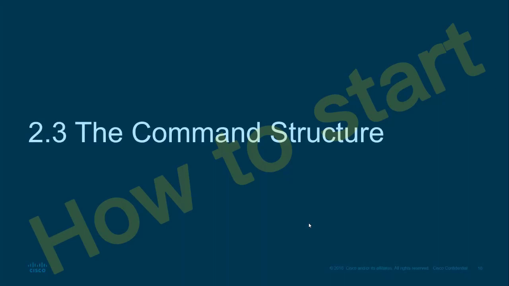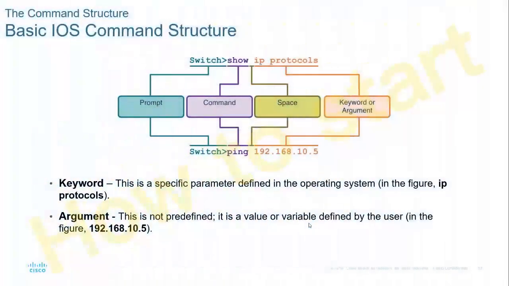So let's talk about the command structure. As we issue commands, we should have a prompt, that will be like the switch and whatever mode we're in. Next will be the command. There should be a space, and there will be either a keyword or an argument. Again, spacing is important, but you need to be careful. If you do 2 spaces, for example, it will think the second space is part of the argument. So the command line is pretty strict on how we do certain things.